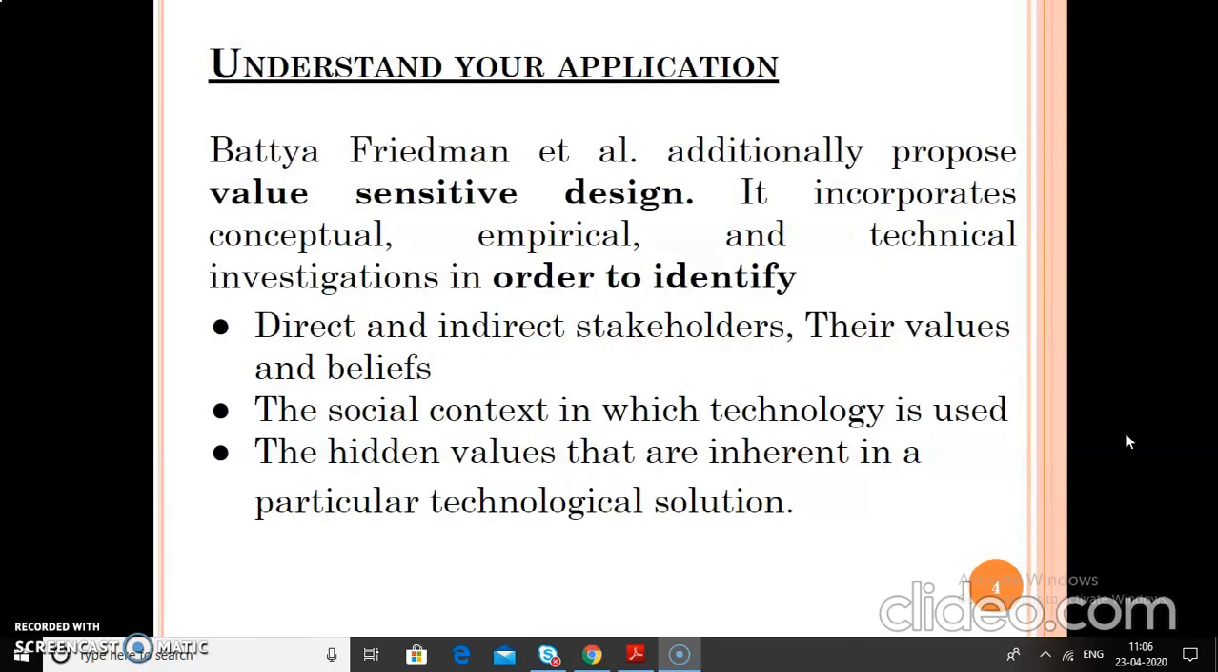One more thing in understanding your application is you have to focus on value sensitive model. Value sensitive model focuses on one more very important thing, that is identifying various attributes associated with your application. We have to identify stakeholders, their values and beliefs. We have to also identify the social environment in which we are going to deploy the application. And along with that, at the end, we should identify hidden values associated with the technological solution.